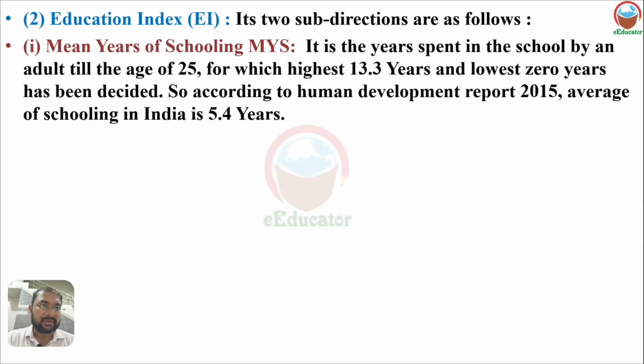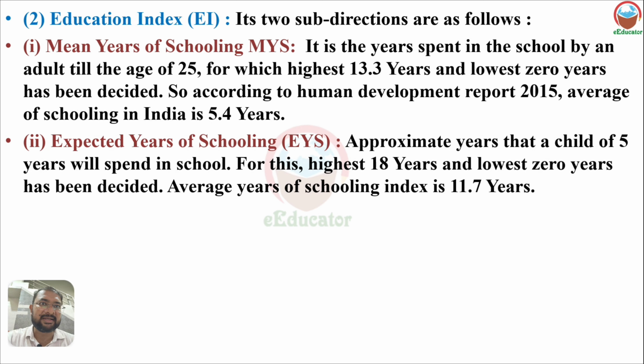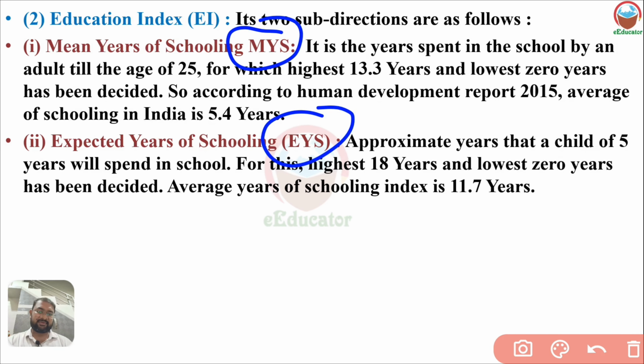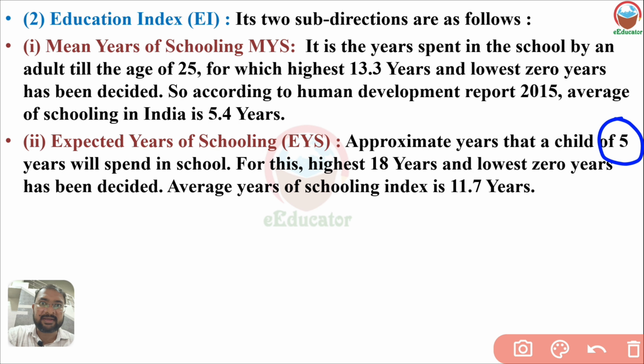So now another is expected years of schooling. Look at MYS, EYS; remember the MYS and EYS. Expected years of schooling: approximately the years that a child of 5 years will spend in school. For this the highest is 18.